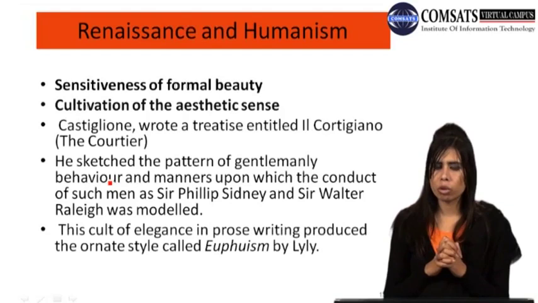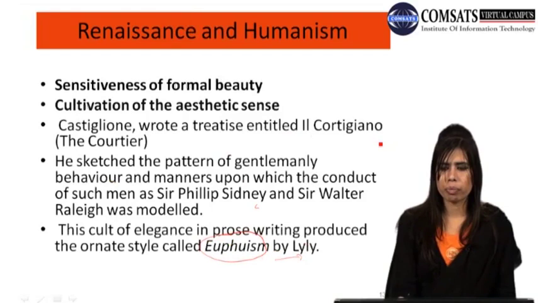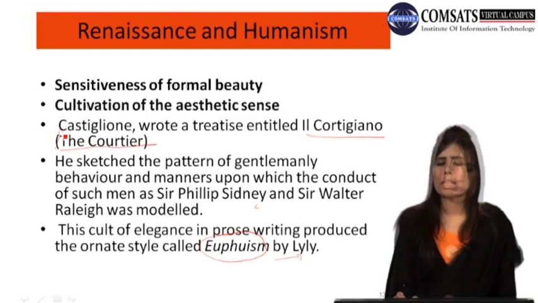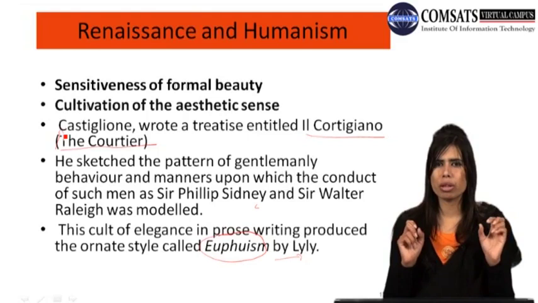The cult of elegance in prose writing produced the ornate style called Euphuism by Lyly. So here, my dear students, we are introducing two works: one is Euphues by Lyly, and the other is Cortegiano by Castiglione. You can see that for the first time in the history of English literature, during the Renaissance period, they introduced the concept of humanism through their writings.